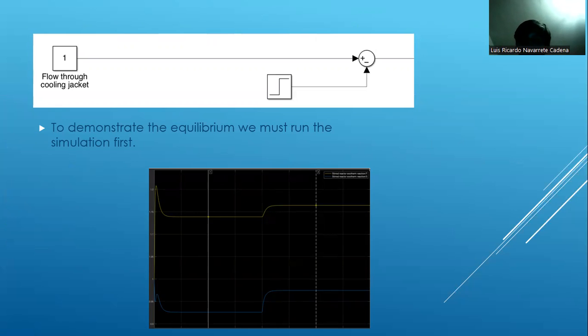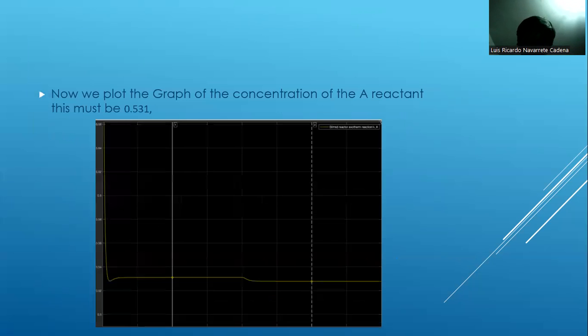Now, we first have to put a step on the system in the simulation. In the simulation that has been given to us, the sum block had this plus sign. You have to change that to a negative sign. Then we run a simulation to demonstrate the equilibrium. We plot the graph of the concentration of the A reactant, and it can be seen that it is 0.531.